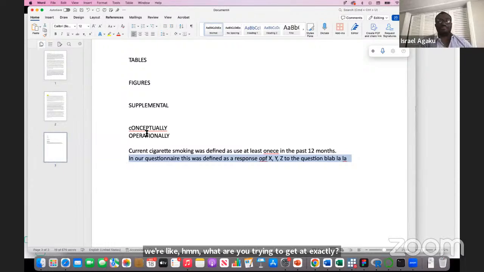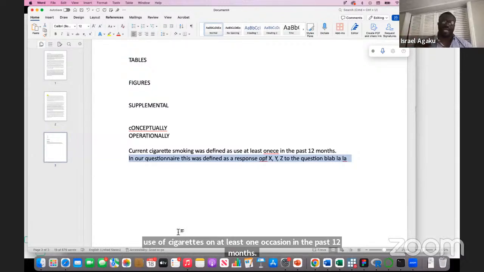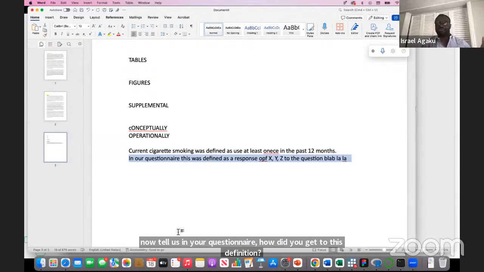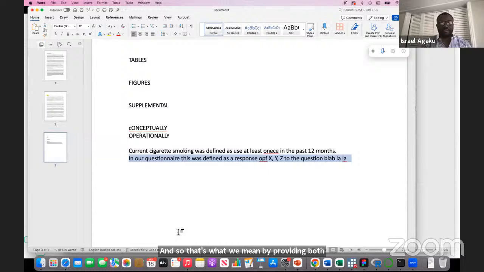That's why you have to provide both definitions. You tell us that conceptually, we're defining smoking as use of cigarettes on at least one occasion in the past 12 months. We're like, oh, we see, we understand, and we agree. Okay, now tell us in your questionnaire, how did you get to this definition? And so that's what we mean by providing both the conceptual definitions as well as operational definitions.